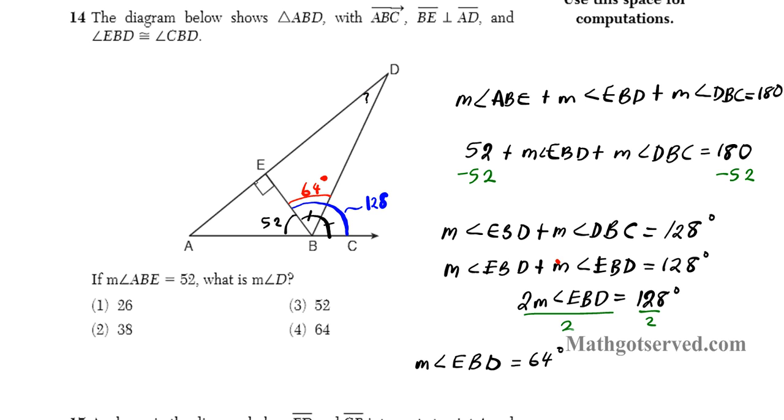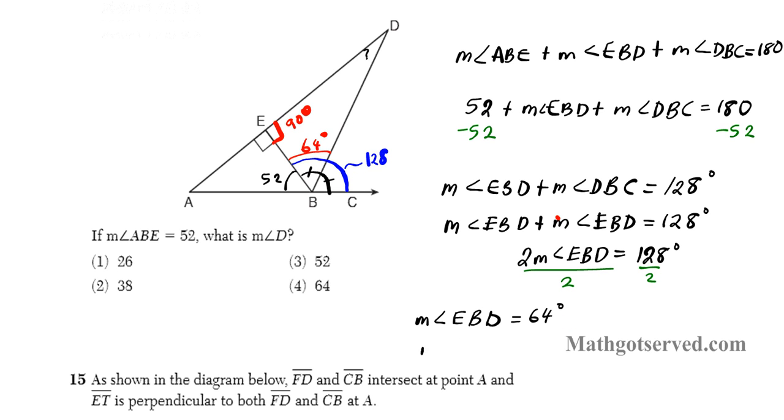We also know that BE is perpendicular to AD, so this right here is 90 degrees. So how on earth are we going to look for the measure of angle D? Well, the triangle angle sum theorem tells us that the sum of angles in a triangle is 180. So if I add these two and subtract from 180, that will give me the measure of angle D. So using the triangle angle sum theorem, the measure of angle D is equal to 180 minus the sum of the other two, since the sum of all three angles is 180. So 180 minus 90 plus 64.